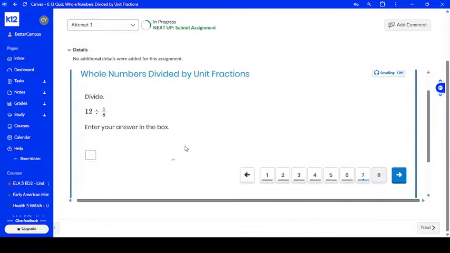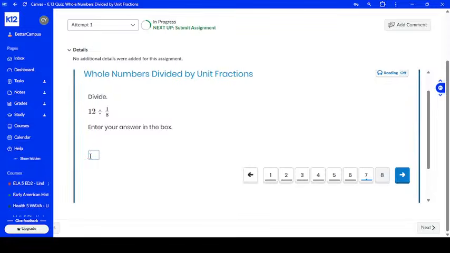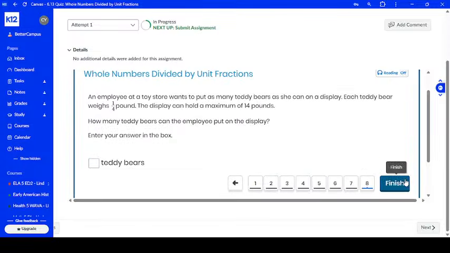Divide. What is 12 divided by 1/8? You have 7 seconds. 7, 6, 5, 4, 3, 2, 1. The answer is 96.